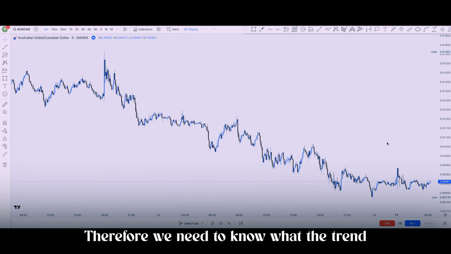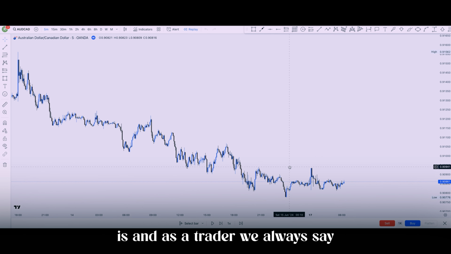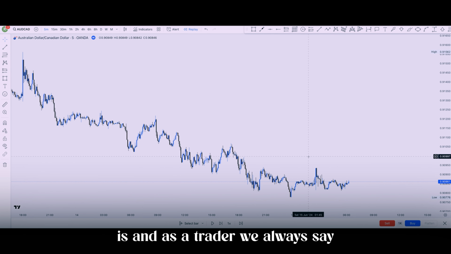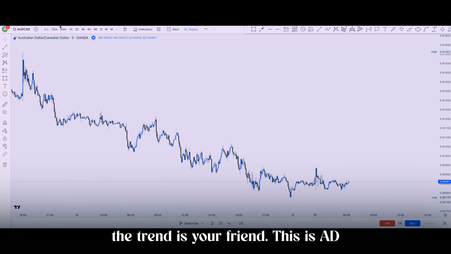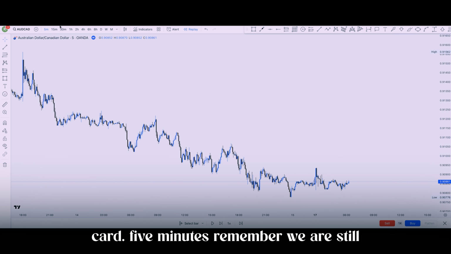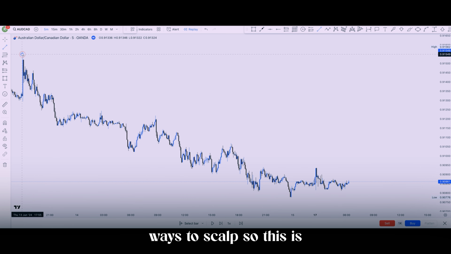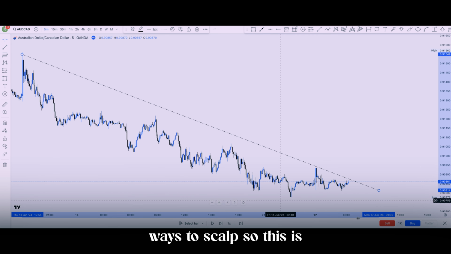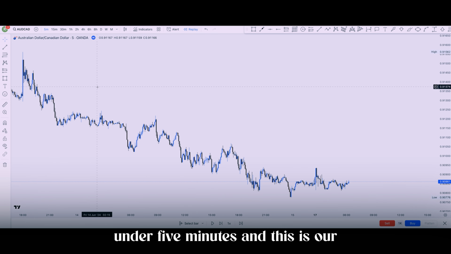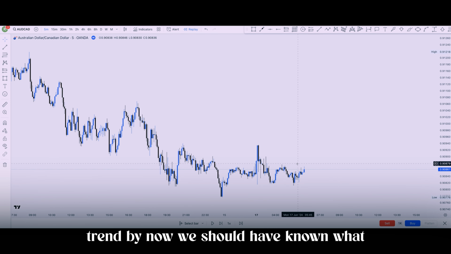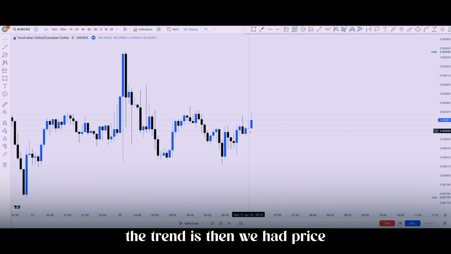Therefore, we need to know what the trend is, and as a trader we always say the trend is your friend. This is AED card 5 minutes. Remember, we are still scalping. We are looking for means and ways to scalp. So this is us on the 5 minutes, and this is our trend. By now we should have known what the trend is.